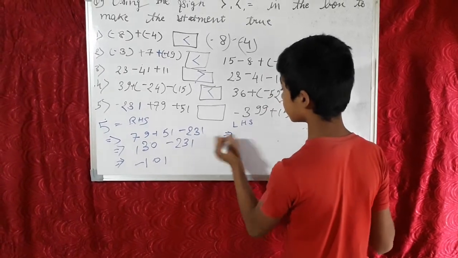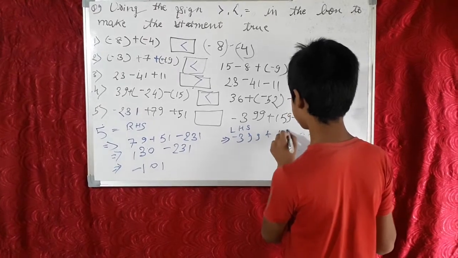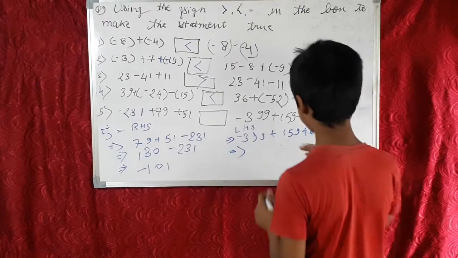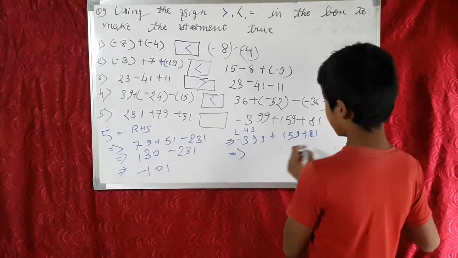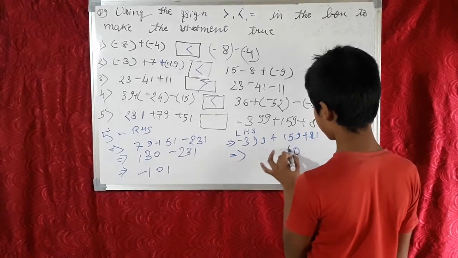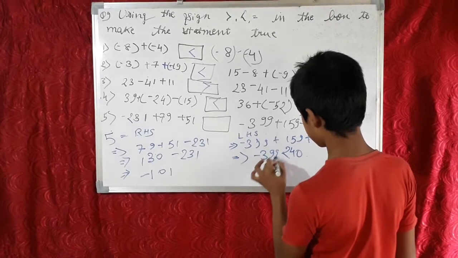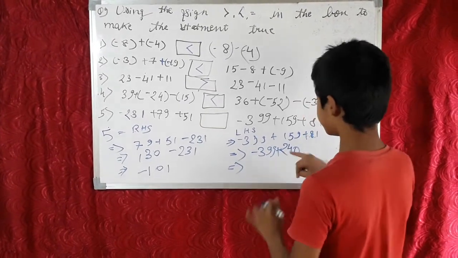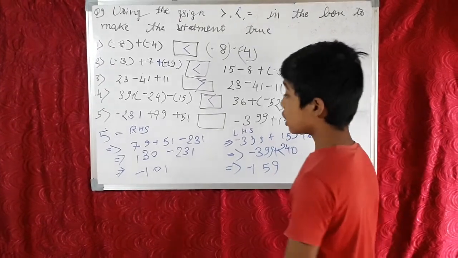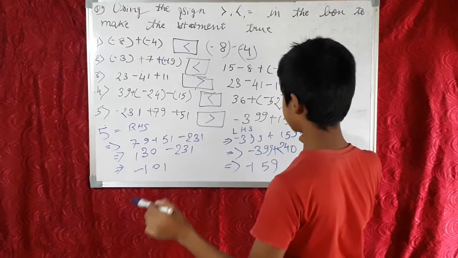LHS. Minus 339 minus 399 plus 159 plus 81. Firstly, we will add 159 plus 81, which is 240. Then 240 minus 399 gives minus 159. So this is our right sign, so we will put it here. This is greater and this is smaller.